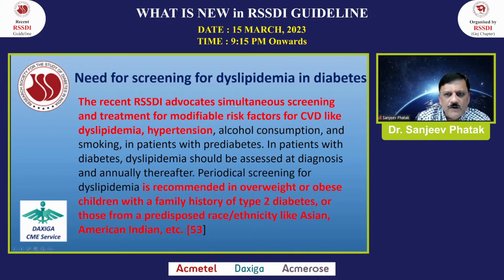So there is a definite need to screen for dyslipidemia in diabetes, and the RSSDI advocates simultaneous screening and treatment for modifiable risk factors for CVD like dyslipidemia, hypertension, alcohol consumption, and smoking cessation, not only in people with diabetes, but also in people with pre-diabetes. Because we know that the risk of coronary artery disease starts much before the clinical onset of diabetes. And that is why at the pre-diabetes level also, we should be aggressively targeting all these cardiovascular disease risk factors.